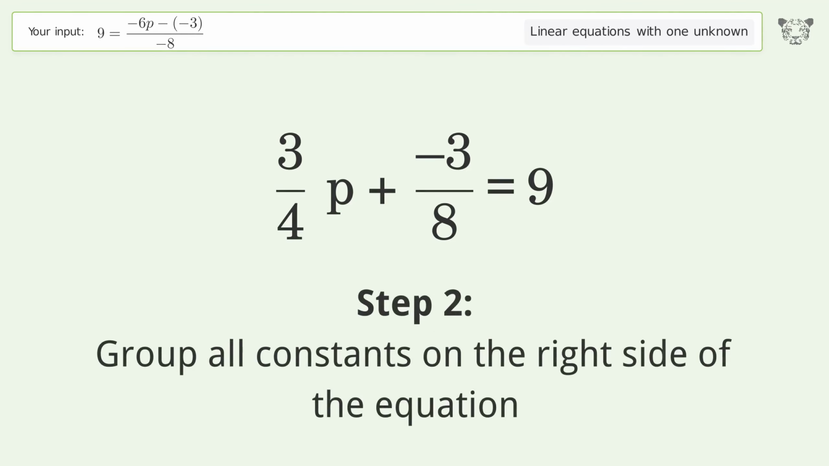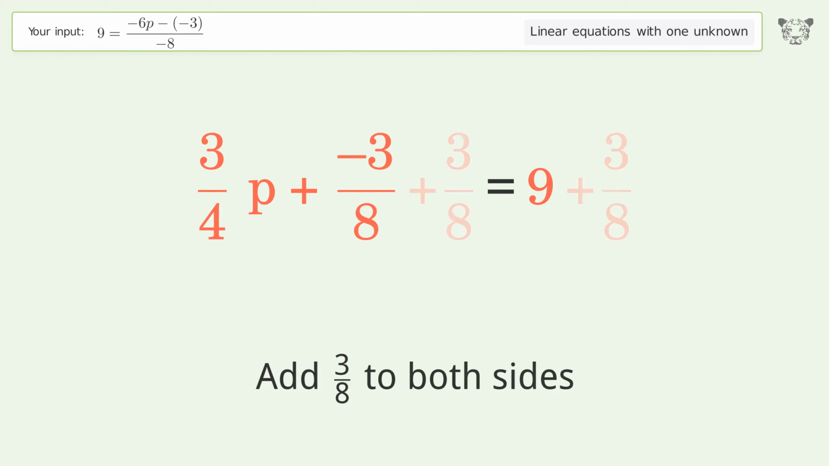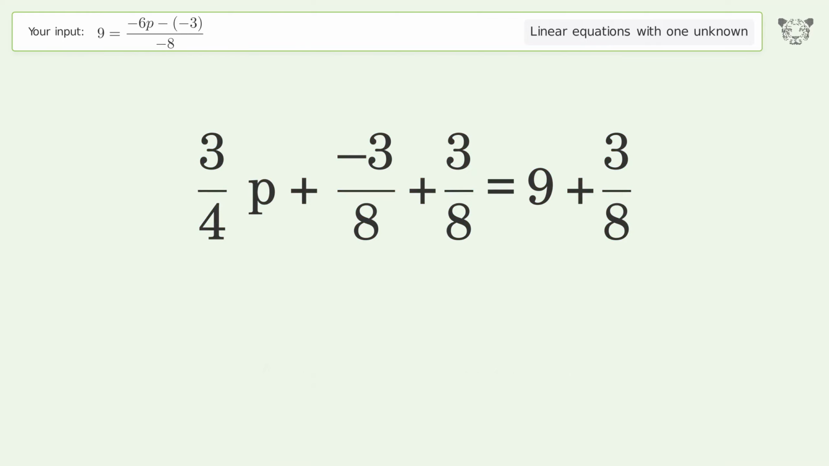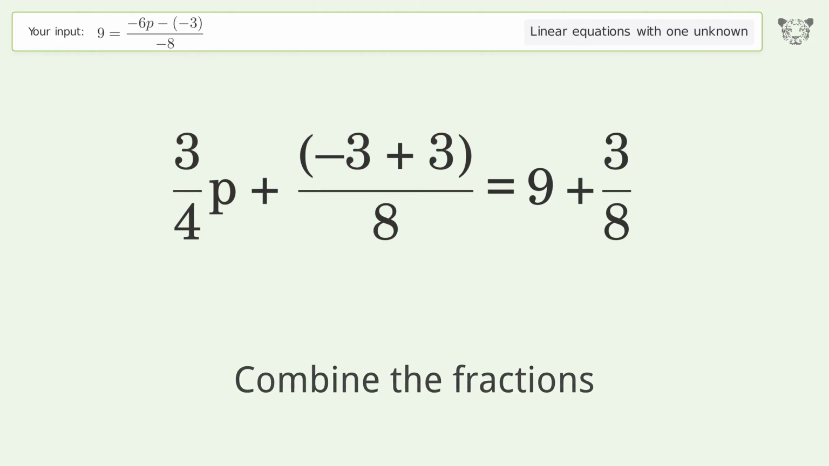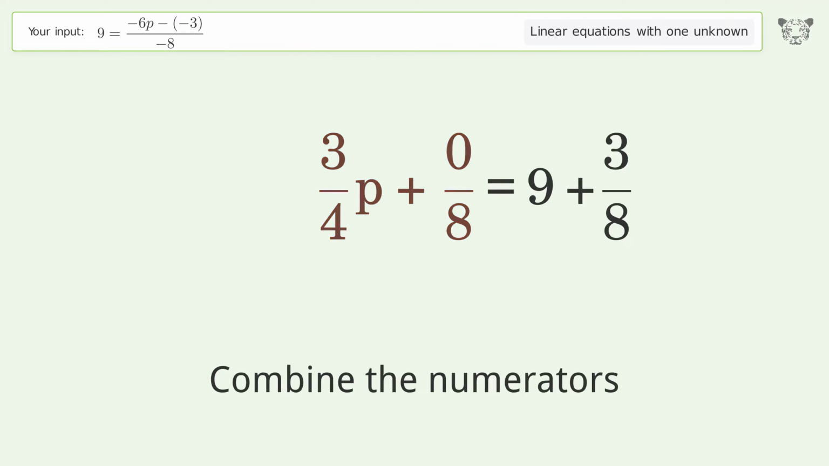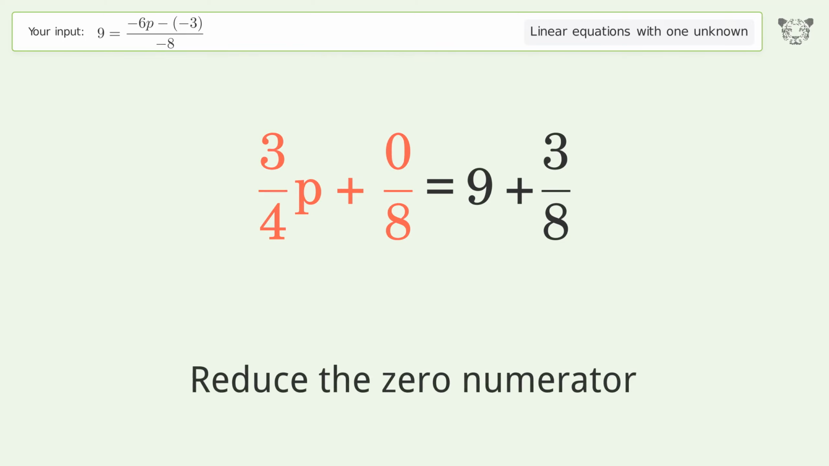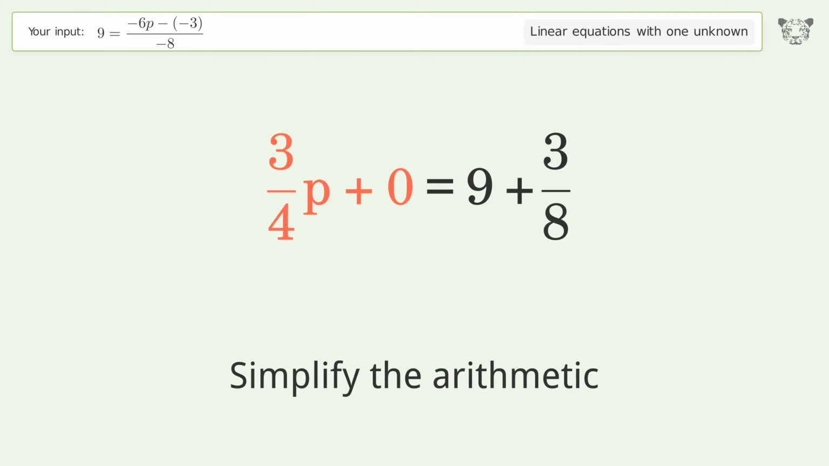Group all constants on the right side of the equation. Add 3/8 to both sides. Combine the fractions. Combine the numerators. Reduce the zero numerator. Simplify the arithmetic.